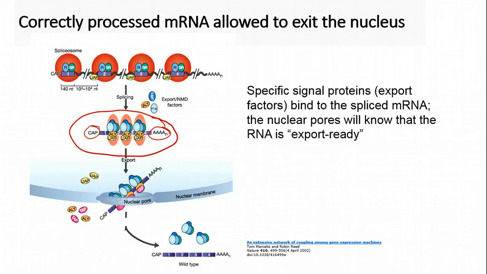Once these export factors bind to that mRNA, it's determined to be export ready. So at this point, it can pass through a nuclear pore. The export factors will dissociate, which means they will unbind, and what we have is an mRNA outside the nucleus. And once we have an mRNA outside the nucleus, we can start the process of translation into protein.